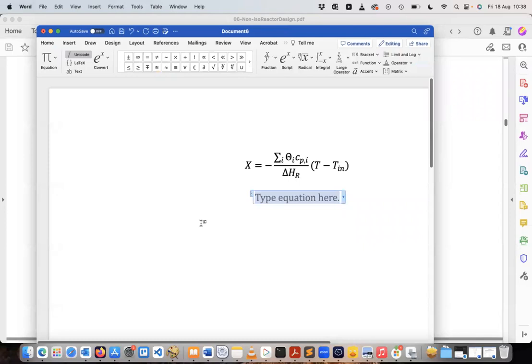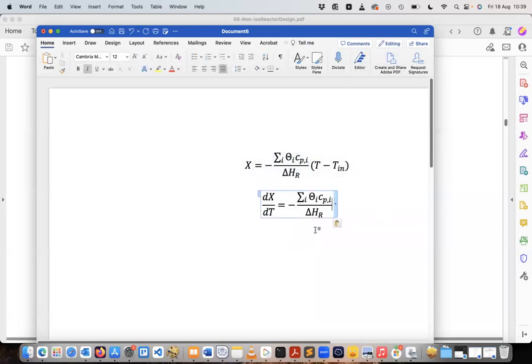So strictly speaking, the gradient is dx/dt, right? So looking at this equation, what is dx/dt? Keep going there, Akim. If you look at this straight line equation, what's the gradient here? Would it not be the sum of theta_i C_P,i over delta H_R? Yep. So that's our gradient.